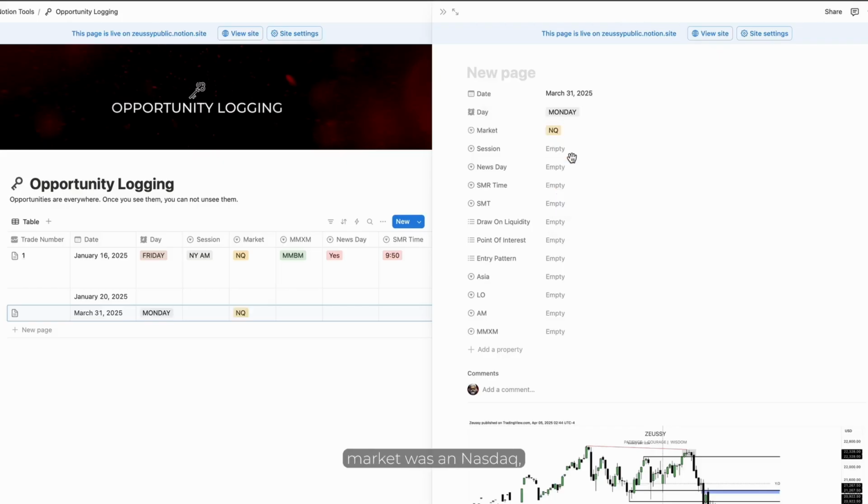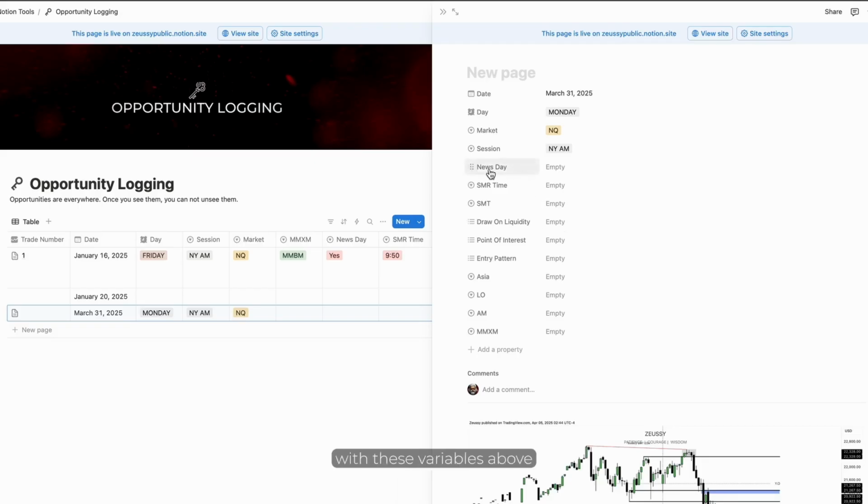Market was Nasdaq. Session was New York AM, since we're looking at that opportunity. News day, we would have to go to Forex Factory and actually check whether or not there was news on that day. SMR time, we're not going to log now. SMT, we're also not going to log now. We're simply focusing on everything which we can look at from the chart.